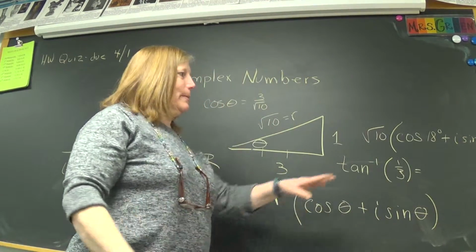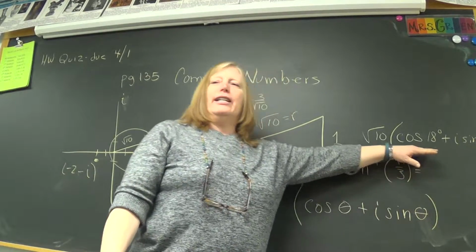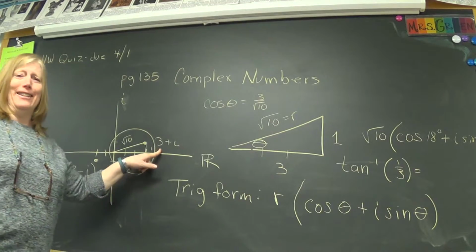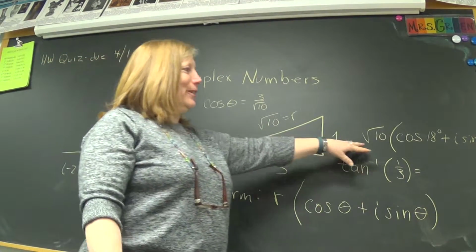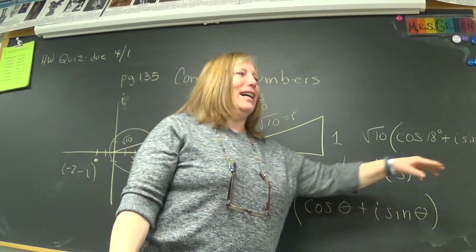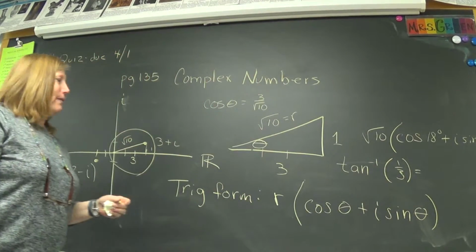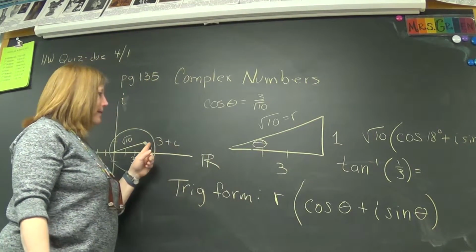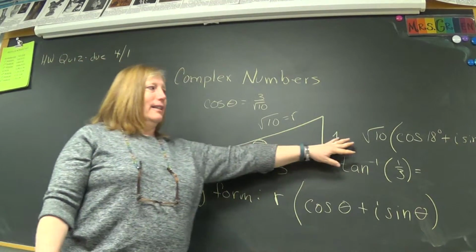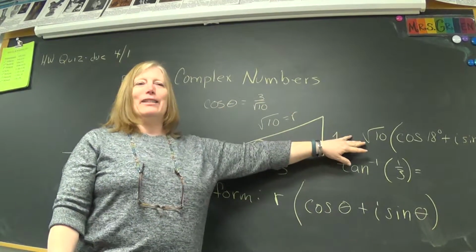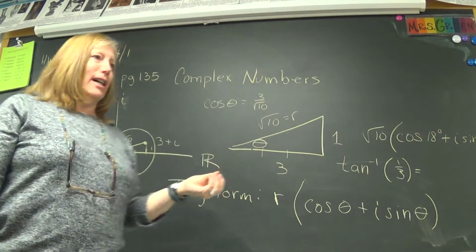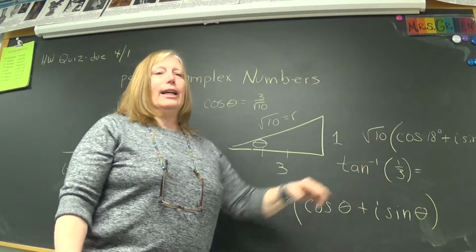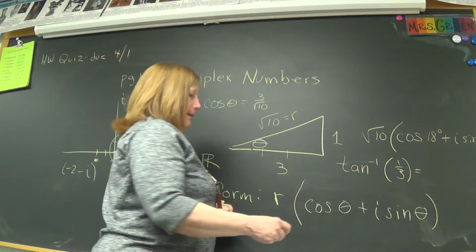So why do we use this big sloppy mess to write out the name of a point, which looks so nice and simple, a 3 plus i? So we're going to change it to square root of 10 cosine 18 plus i sine 18. It turns out that there are a whole bunch of things you can do with a complex number in this form that you can't do in the other form. You can't take the square root of a complex number in this form, you can't square it. And so here you can. So we're kind of building towards something.